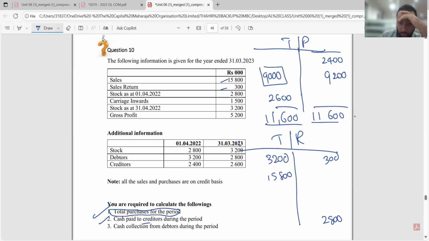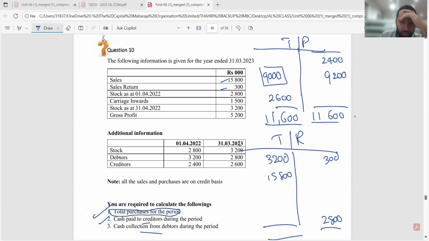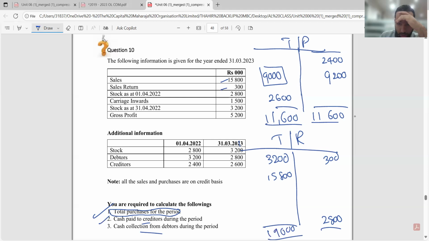Okay. So what they're asking, cash collection from debtors, right? So how to get the cash collection? You have to get the total of this, right? So this is 19,000 here, and then 19,000 here. Whatever the missing figure, what is the missing figure? 15,900, right? Very simple. This is the cash paid. So third one is also done.